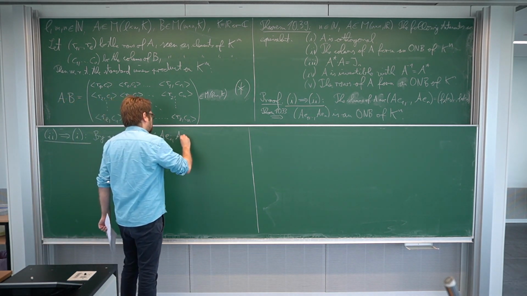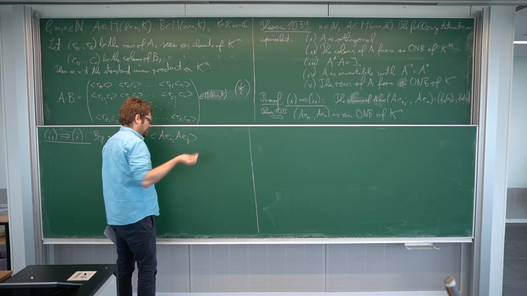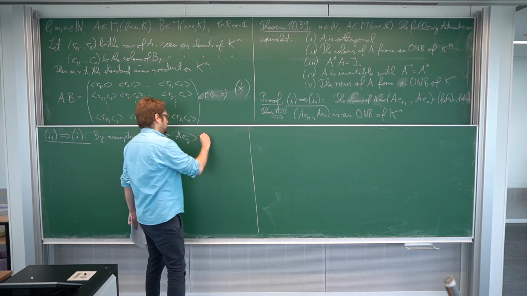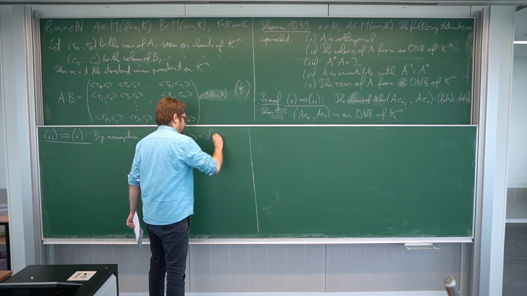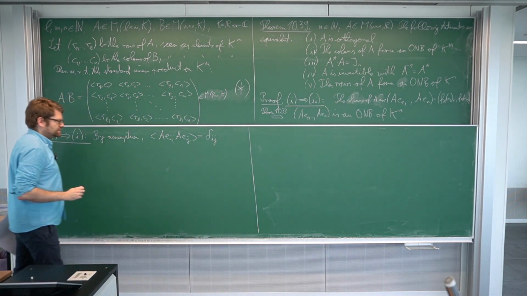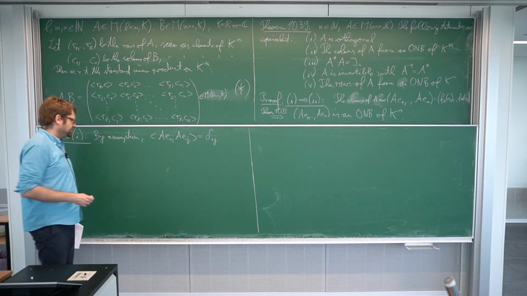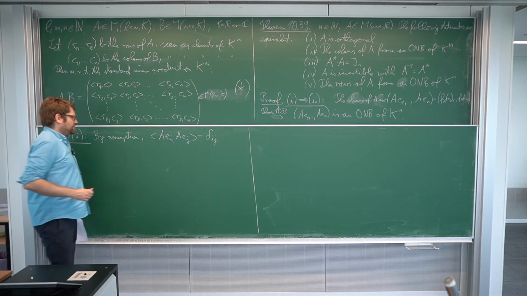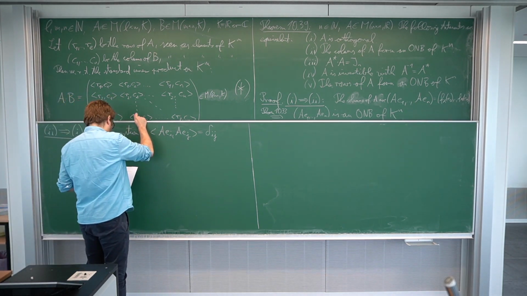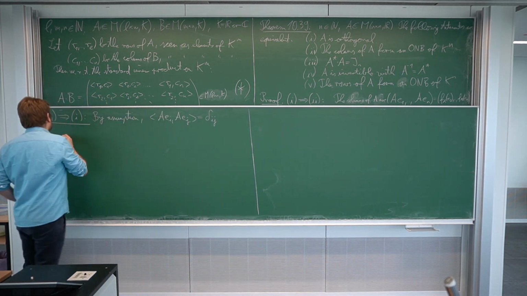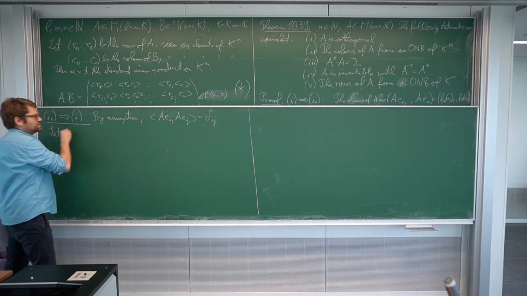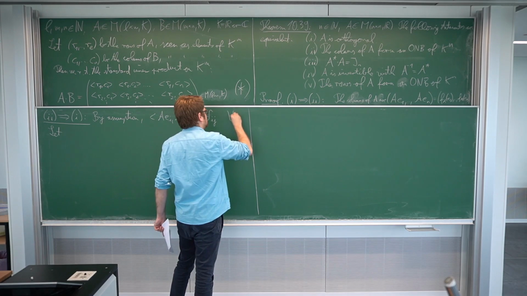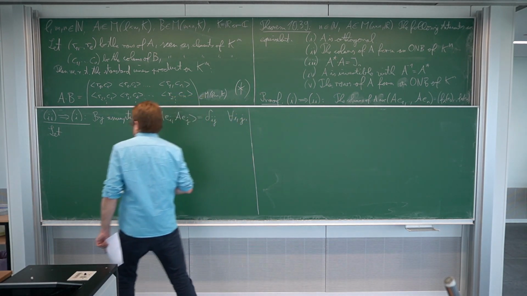So by assumption, A e_i inner product with A e_j, with respect to the standard inner product, is again given by the Kronecker delta, delta_ij. So 1 if the indices coincide and 0 in the other cases. This is the definition of an orthonormal basis. So from this we now make a long computation, namely, for all i and j, this is clear.